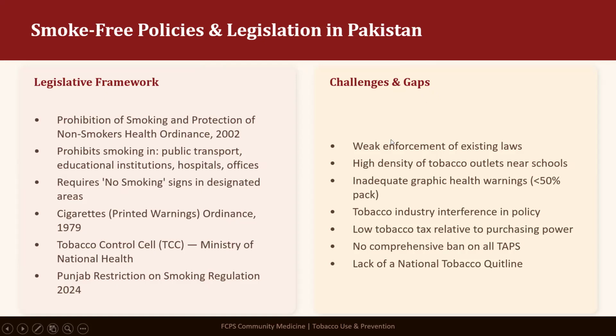Challenges and gaps: weak enforcement of existing laws, high density of tobacco outlets near schools, inadequate graphic health warnings, tobacco industry interference in public policy, low tobacco tax relative to purchasing power, no comprehensive ban on all TAPS, and lack of a national tobacco quitline.